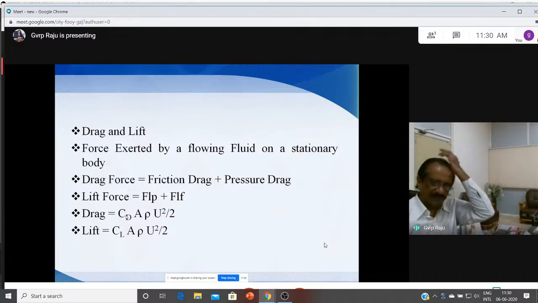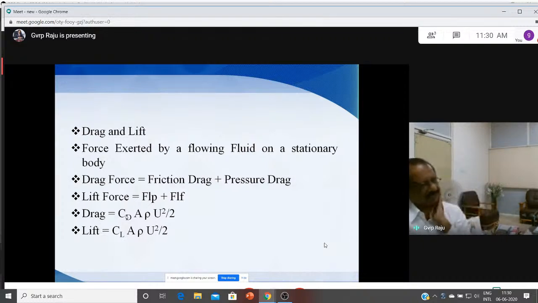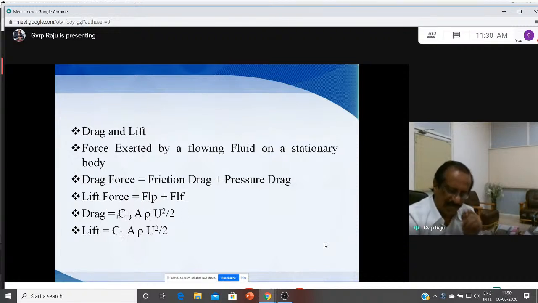The value of CD is the coefficient of drag, A is the cross-section area, rho is the mass density, and U is the velocity. You can find out the drag force. So drag force is equal to the coefficient of drag into cross-section area, mass density, and square of the velocity, divided by 2. Similarly, you can also find out lift force.